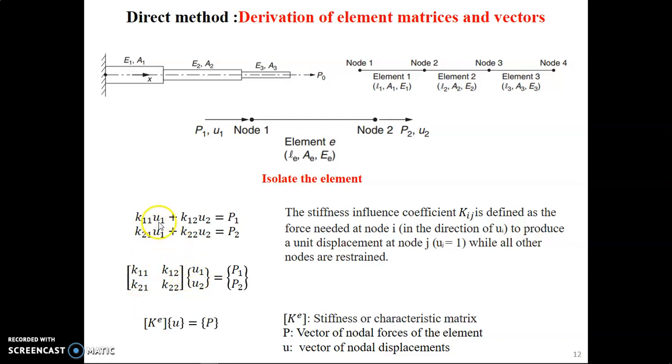So we will be segregating U1 and U2 and P1 and P2 as separate column vectors, and K11, K12, K21, K22 as a 2 by 2 stiffness matrix. So for the first element, the elemental equation is Ke, that is the elemental stiffness matrix, into the displacement matrix, which indicates displacement at node 1 and node 2, and the multiplication of these two matrices will be equal to P, that is the load vector, the loads acting at the P1 and P2 nodes.